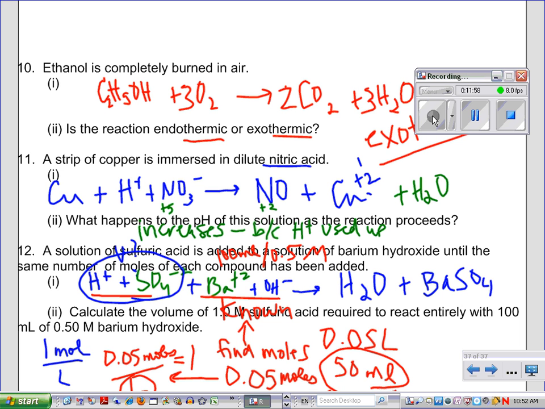I had a good question asking if you could use M1V1 equals M2V2, meaning a dilution. You can only do it in this case because the mole ratio of the sulfuric acid to the barium hydroxide is 1-to-1. If it's not 1-to-1, you have to find moles, mole bridge, and then from there find what you're looking for. So better safe not to use M1V1 unless it's truly a dilution problem where you're making a stock and you're making a diluted product from that.